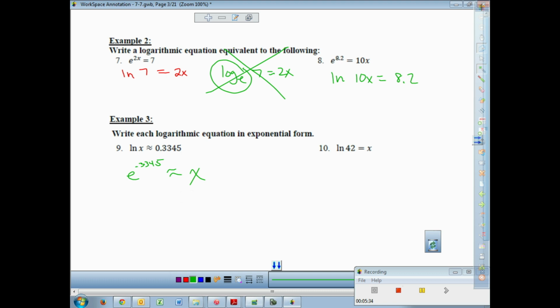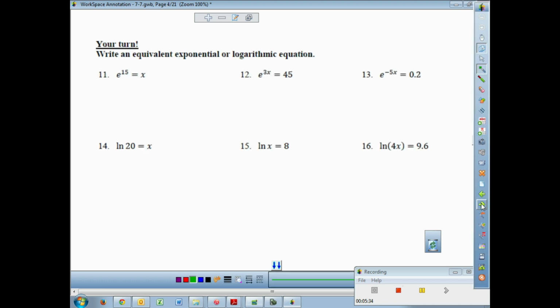Give number 10 a try real quick, rewriting it exponentially. Yeah, e to the x equals 42. Cool. Awesome. Your turn. All 6 of them. Do what they tell you. Write an equivalent exponential or logarithmic equation. If they give it to you exponential, rewrite it logarithmic. If they give it to you logarithmic, rewrite it exponential. Same thing we just did.